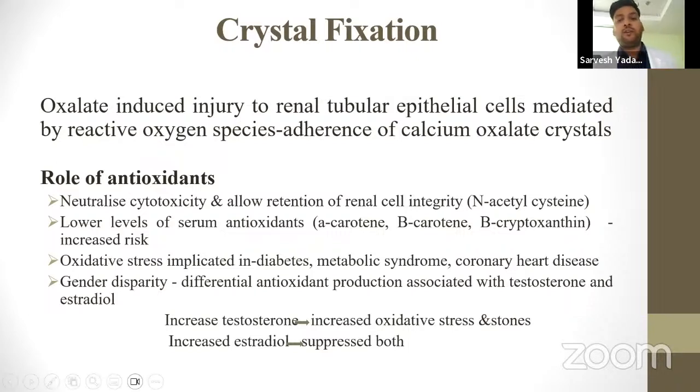Lower levels of serum antioxidants like alpha-carotene, beta-carotene, and beta-cryptoxanthin increase the risk. Oxidative stress is implicated in diabetes, metabolic syndrome, and coronary heart disease. Gender disparity: differential antioxidant production is associated with testosterone and estradiol. Increased testosterone increases oxidative stress and stones. Increased estrogen suppresses both.